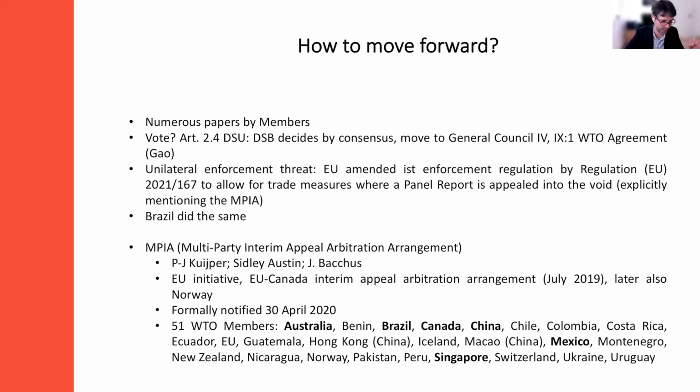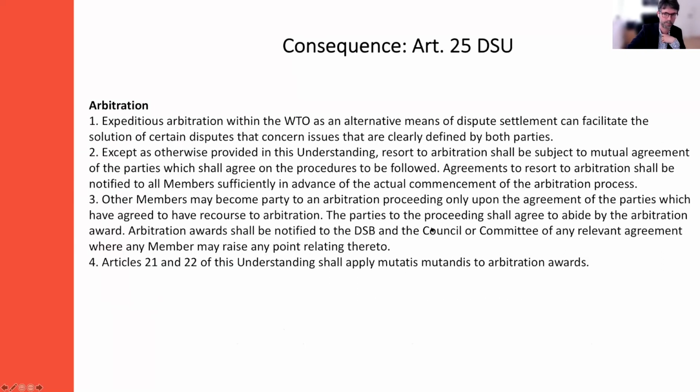Just to point out, China has agreed to it, Brazil has agreed to it. 2 of the 3 NAFTA or USMCA partners have agreed to it. The US, of course, hasn't. Singapore, so also some of the more innovative partners in trade. What does the MPIA do?